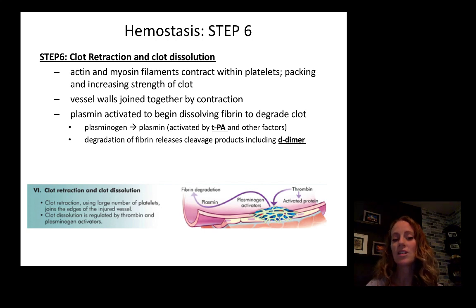And the degradation of fibrin releases cleavage products, including D-dimer. Some of you may have heard of TPA as a molecule that is used to dissolve clots in some conditions, and of D-dimer as a test which can be used if a clot is suspected. So the purpose here is to get the blood vessel walls back together and then remove the clot.